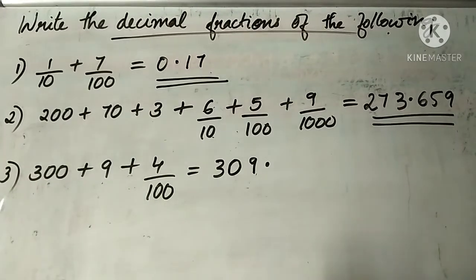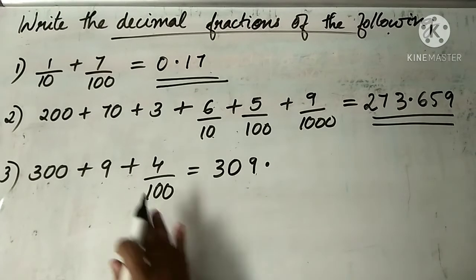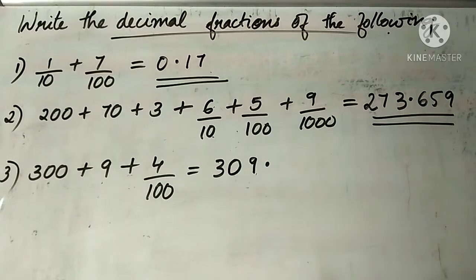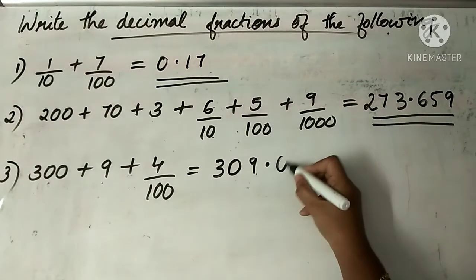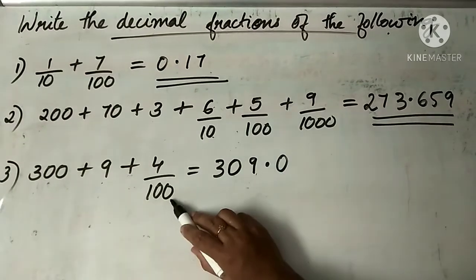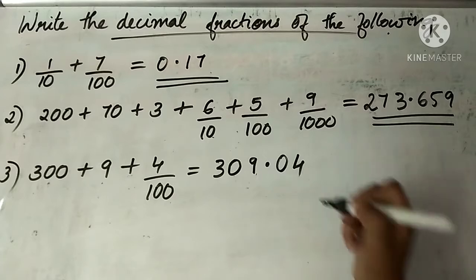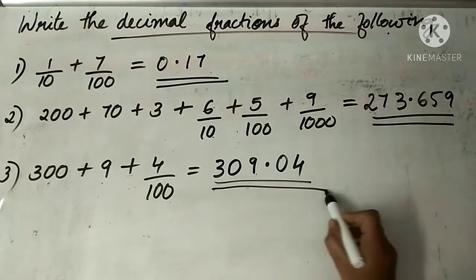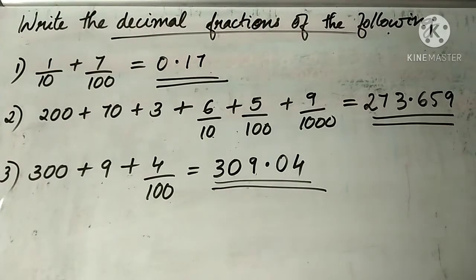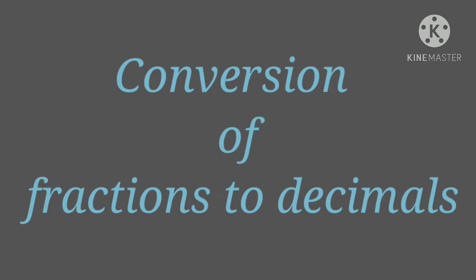After the decimal point, the first place value is 10th. But here nothing is given for the 10th place, so we put 0 for that place. Next comes the 100th place, that is 4. So the answer is 309.04.